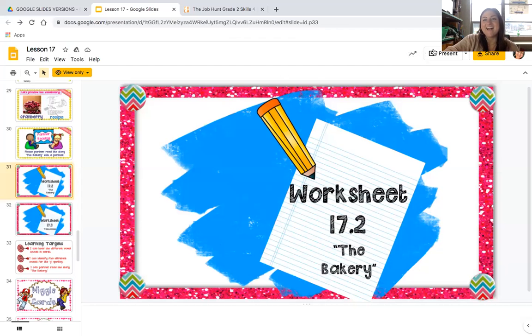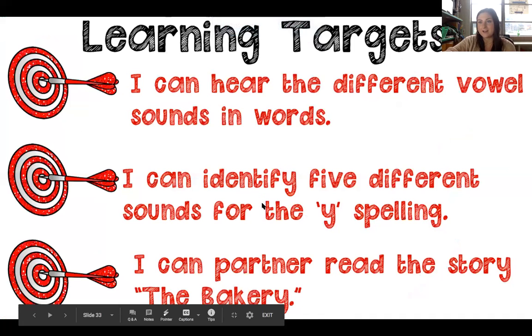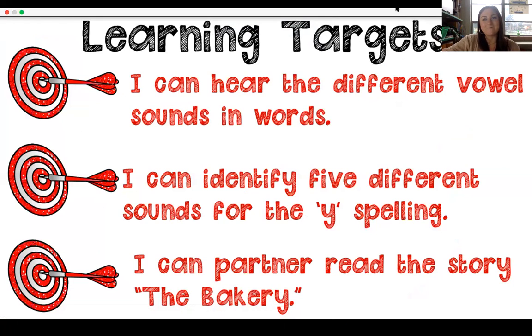Alrighty, guys. In your Google form or your Seesaw, you'll answer some questions about the bakery. Next up, let's just review our targets for today. Let's see how we did. Can we hear different vowel sounds in words? Yeah, we did that. We heard E, O, ow, I, and I. I can identify 5 different sounds for the Y spelling. We did that. I can partner read the story of the bakery. We did that too.